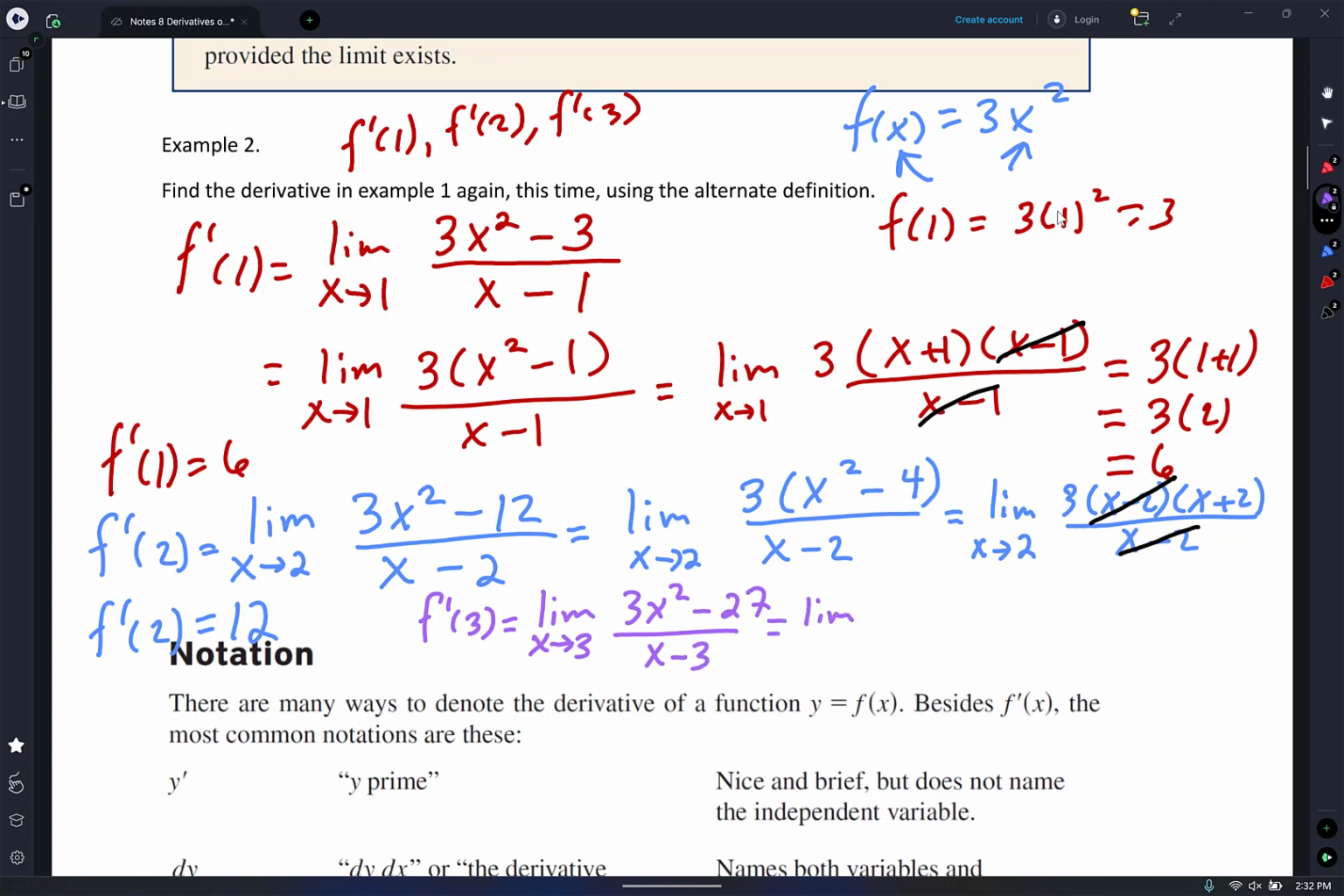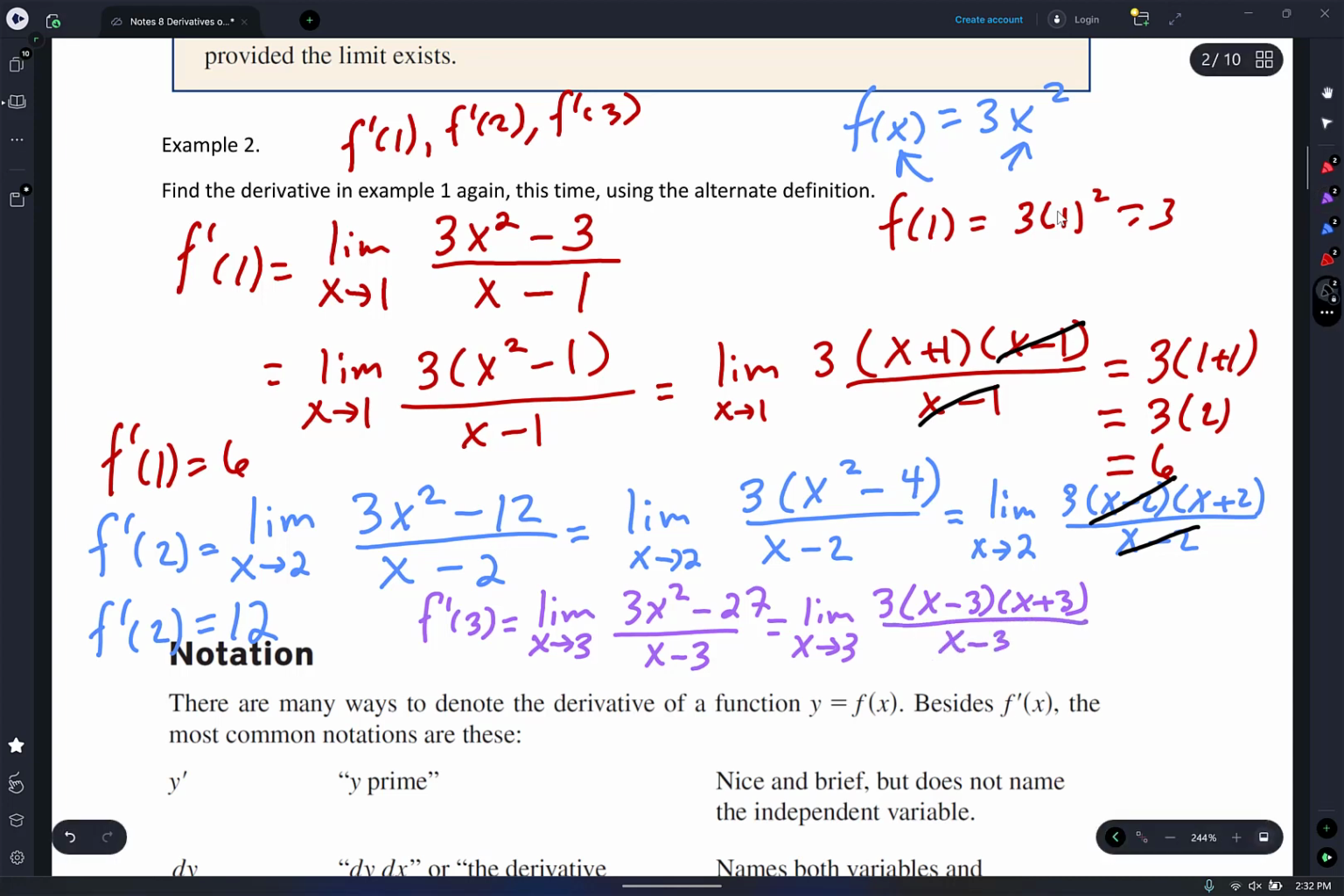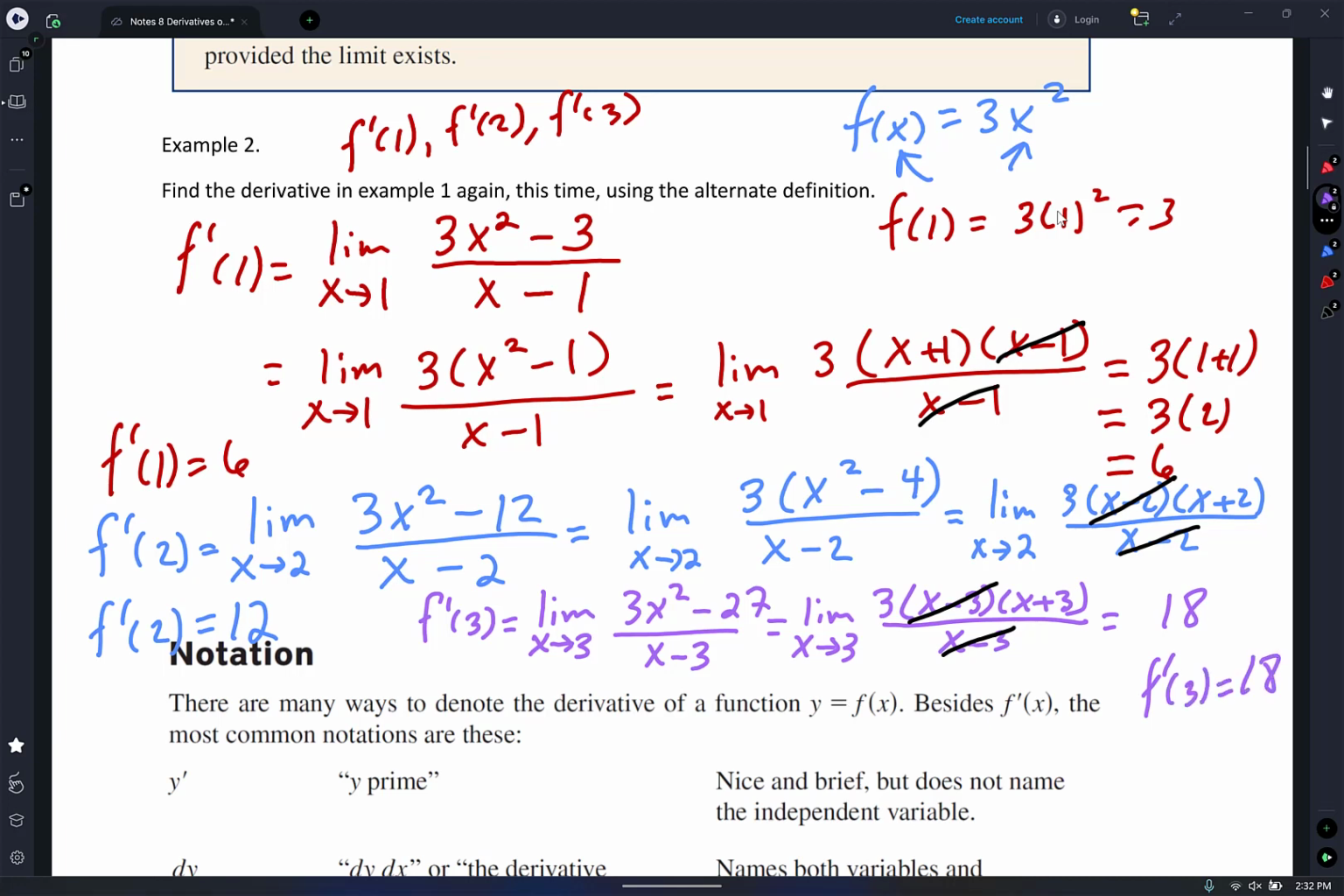So let's see. I still keep writing the word limit because I haven't inserted anything. What can I factor out in the numerator? 3. And because I'm running out of space, I'm going to have x squared minus 9, but that's the same thing as (x minus 3)(x plus 3), all over x minus 3. What cancels out? Now that I canceled out the x minus 3, can I do direct sub? 3 plus 3 is 6, and 6 times 3? So look what I got. F prime of 3 is just 18. Is that what I got earlier? There you go. Good job, guys.